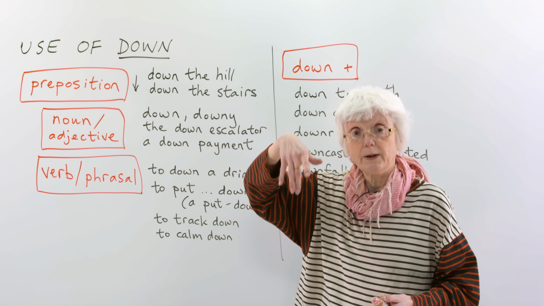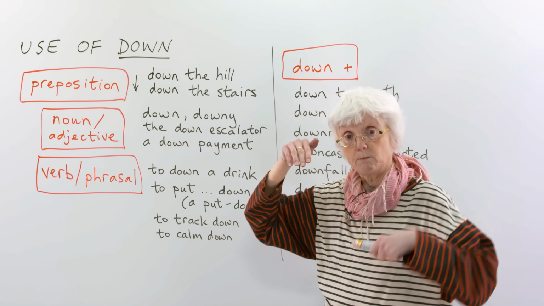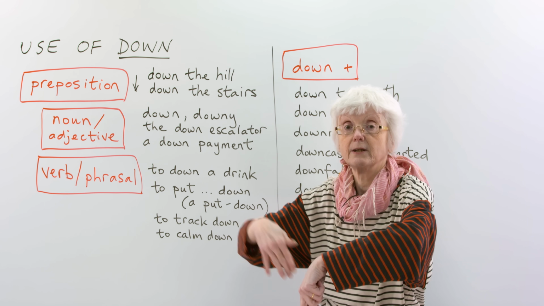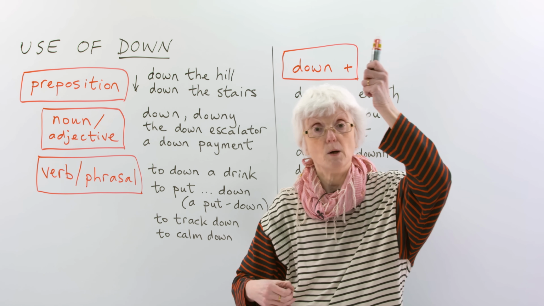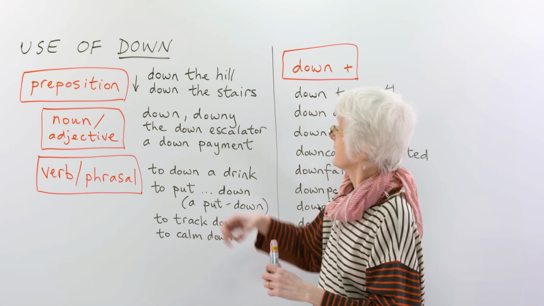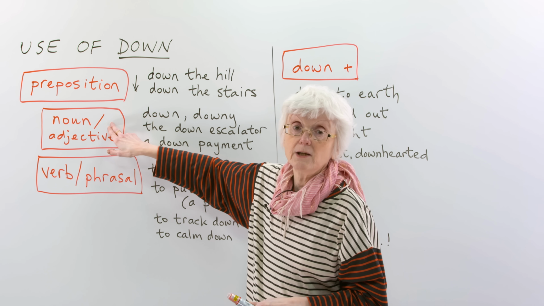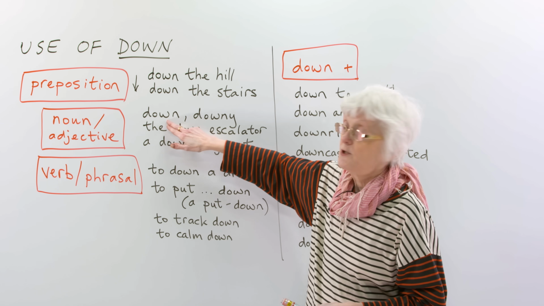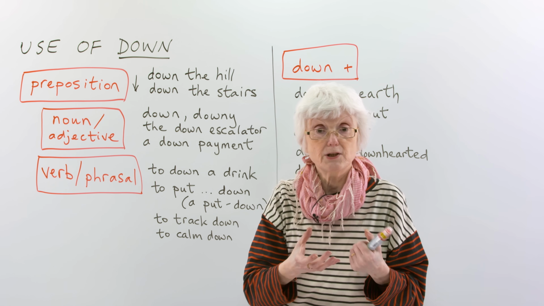I'm walking down the hill in this direction. Or I'm going down the stairs in a building, down the stairs. So the opposite of up, down. Okay, so that's simple. Then as a noun, down as a noun can mean feathers.